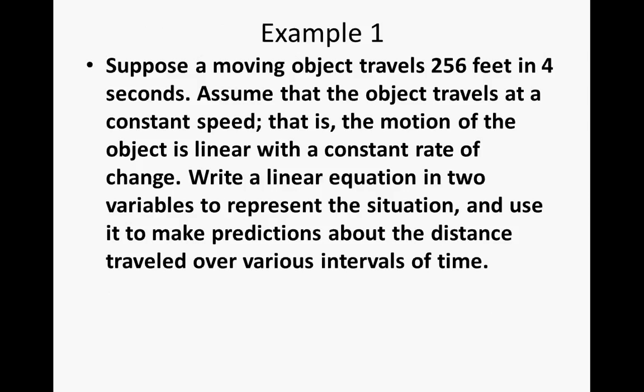So let's take a look at example 1. Suppose a moving object travels 256 feet in 4 seconds. Assume that the object travels at a constant speed. That is, the motion of the object is linear with a constant rate of change. Write a linear equation in two variables to represent the situation and use it to make predictions about the distance traveled over various intervals of time.